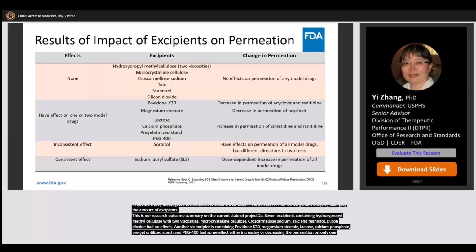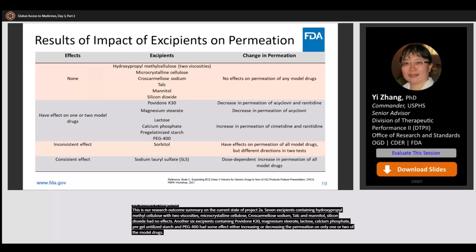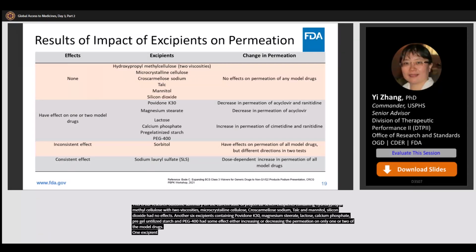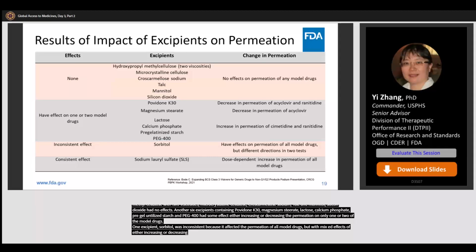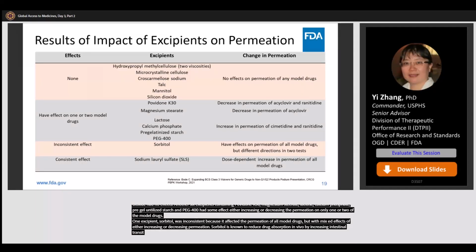One excipient, sorbitol, was inconsistent because it affected the permeation of all model drugs, but with mixed effects of either decreasing or increasing permeation. Sorbitol is known to reduce drug absorption in vivo by decreasing intestinal transit time, while it is not known if it affects the intrinsic permeability of drugs.